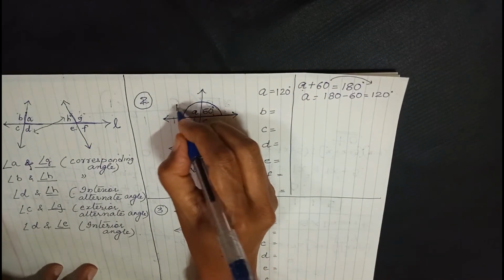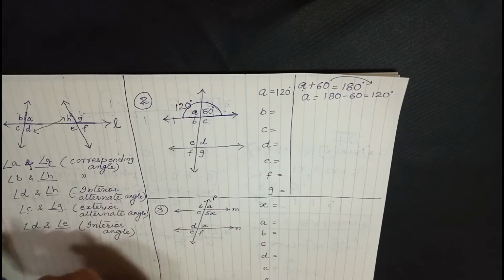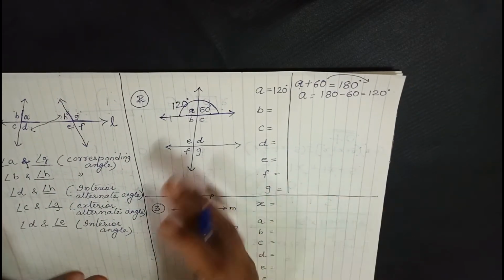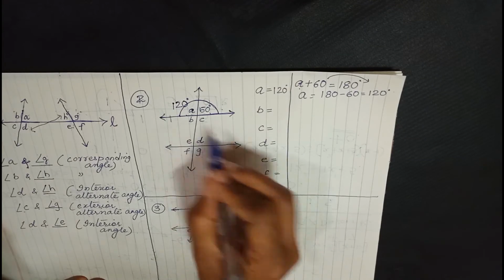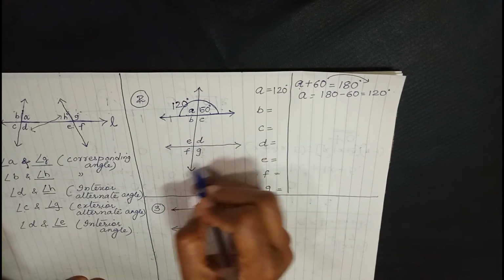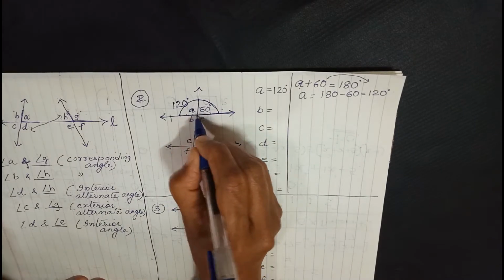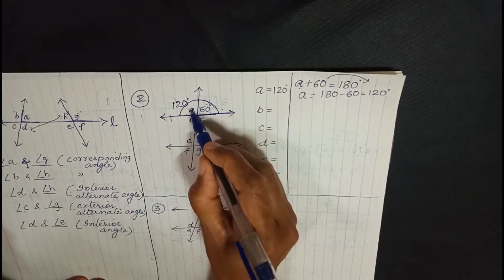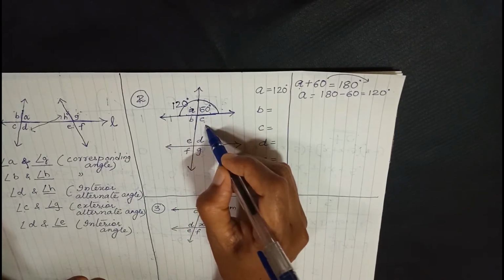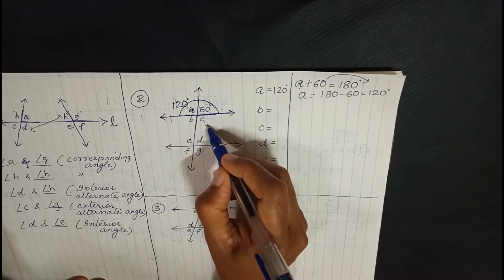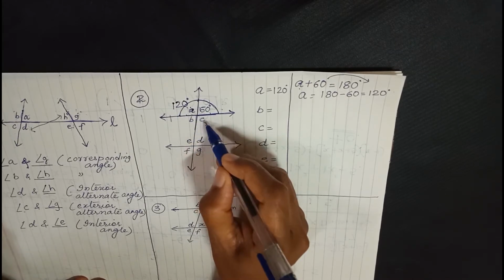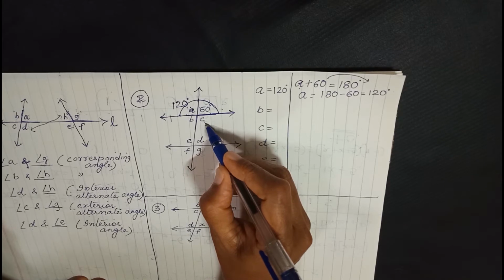Right? So this angle I got as 120. Now we don't have to do calculations anywhere else. Now we can solve all the other angles by just using the property. Now just see, angle A and angle C are opposite angles, and opposite angles are equal in measure. So if A is 120, C is also going to be 120. That is one method to do.